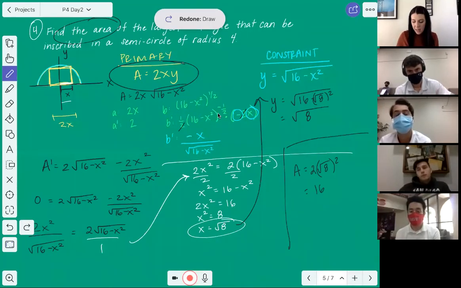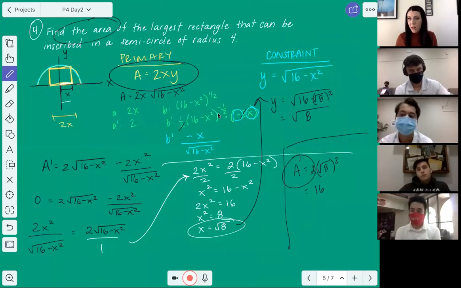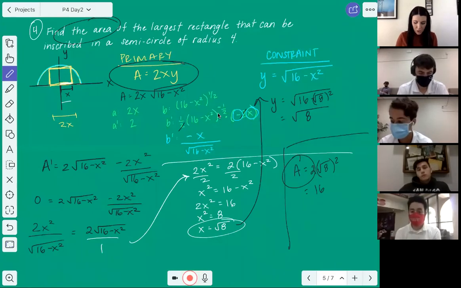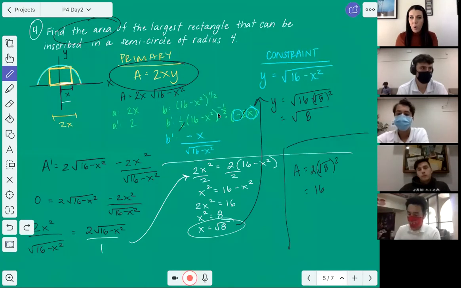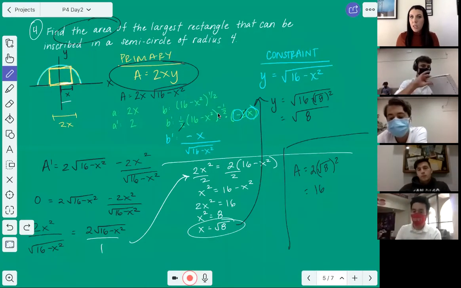One thing Jackson didn't say that I included, we need A equals. If you just randomly have floating work of 2 times rad 8 times rad 8, that's incorrect. I'm sure he thought that was implied because I said, what is the area? So make sure you have A equals. Make sure you always have your setup there. Okay, any questions on this one?